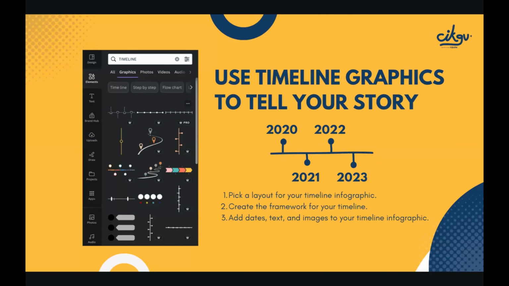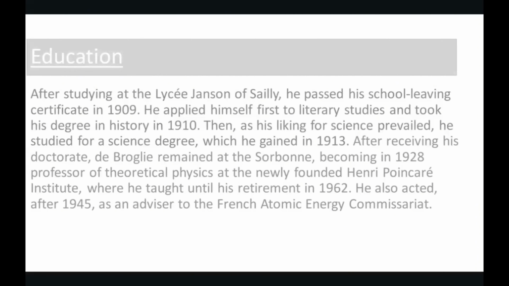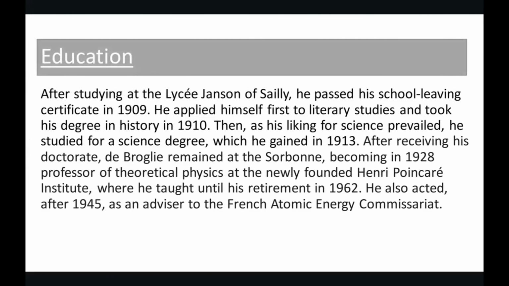So once you choose your timeline layout, then you can just put the date, the text, the image, and the icons if you want. So for example, like this slide, this is the usual slide. When I was a student, I got so frustrated seeing slides like this because it's really hard for me to read. I'm a visual person, right?